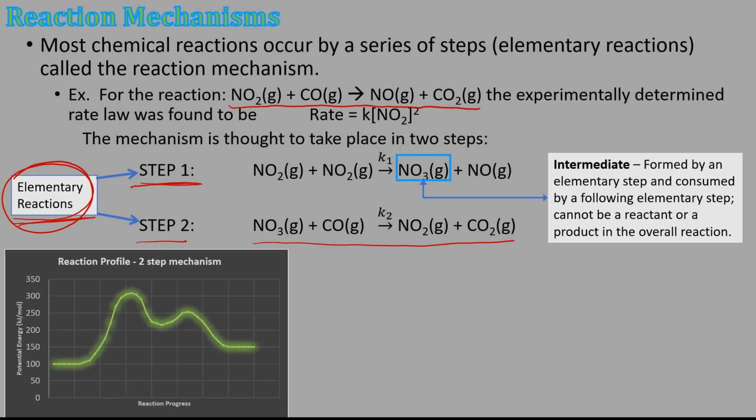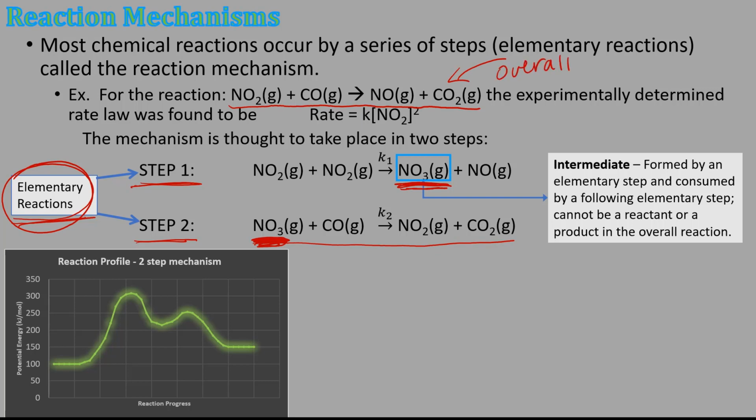They take place in steps, and so this would be a two-step mechanism. Like I said, elementary reactions can form intermediates, and intermediates are formed by an elementary step and then consumed in a subsequent step. So right here, we have nitrogen trioxide made, and nitrogen trioxide is consumed right here. It's made by one step and then consumed in a subsequent step. And as you can tell, it's not in our overall reaction at all.